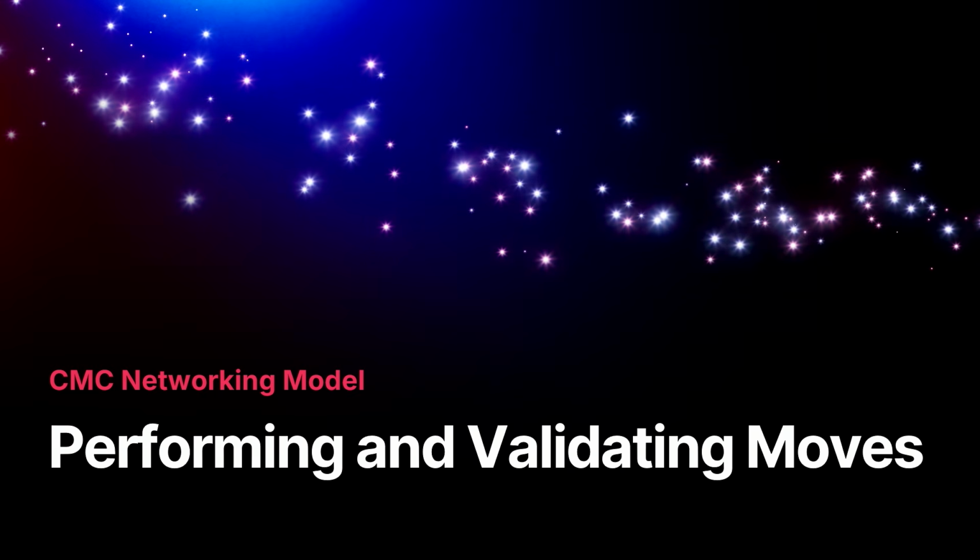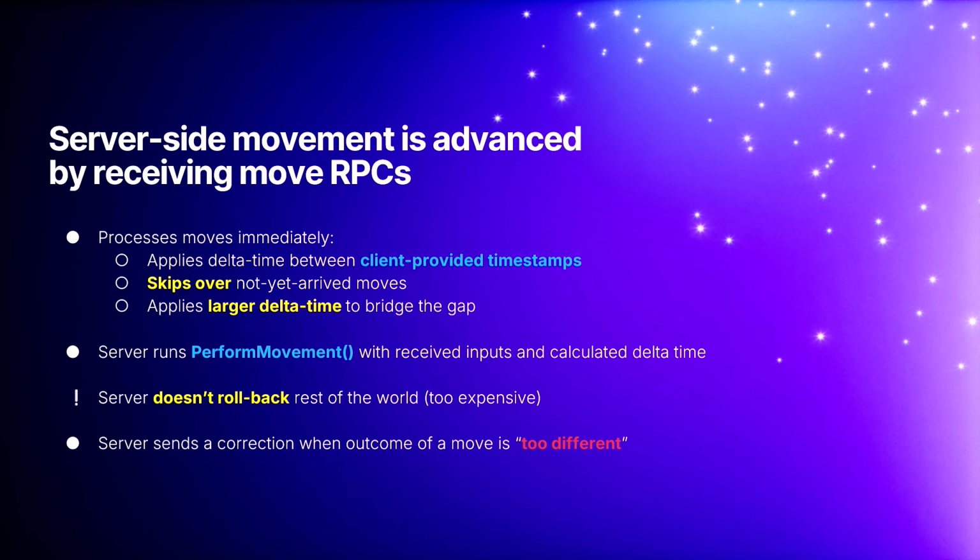Now, what does the server do when it receives a move? The server will process every move immediately. So what it will do is take the client-provided timestamp and compute the difference between them and use that delta time to advance movement server side. And this is so that network jitter doesn't cause the server to use a different timing than the client.